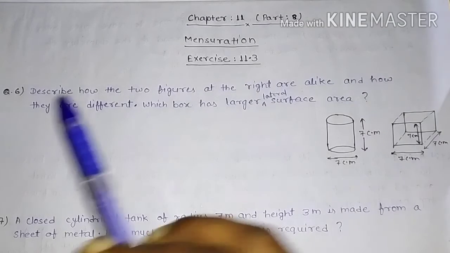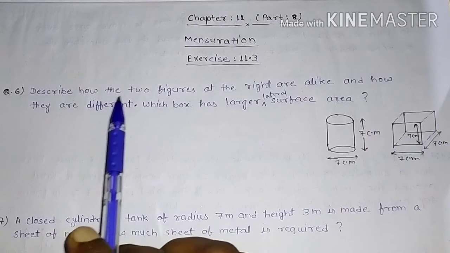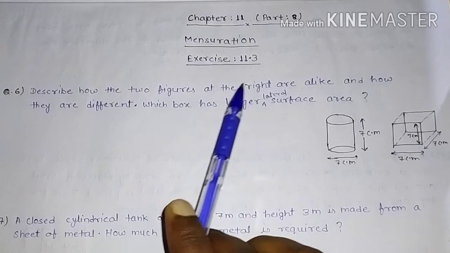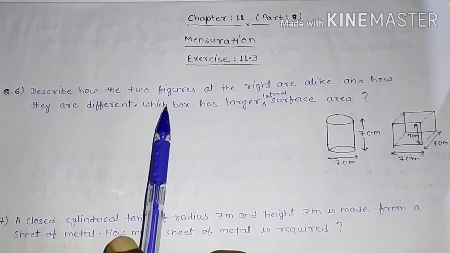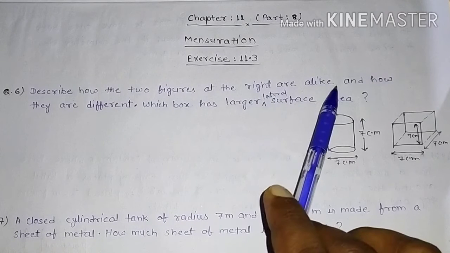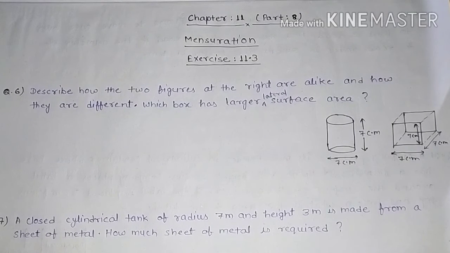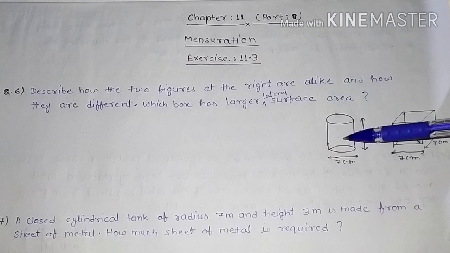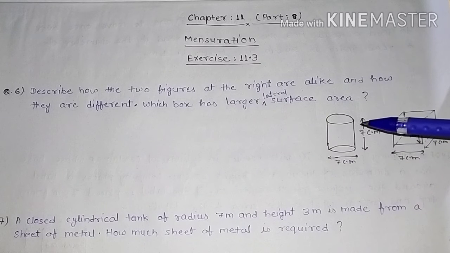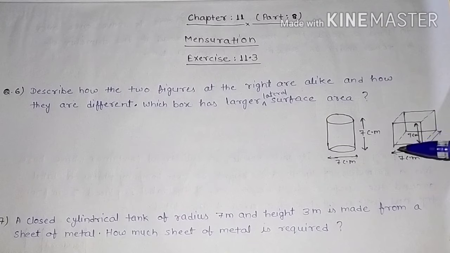Now question number 6. Describe how the two figures at the right are alike and how they are different. Which box has larger lateral surface area? There are two figures given. First is a cylinder and second one is a cube. The question is how they are alike and how they are different from each other.